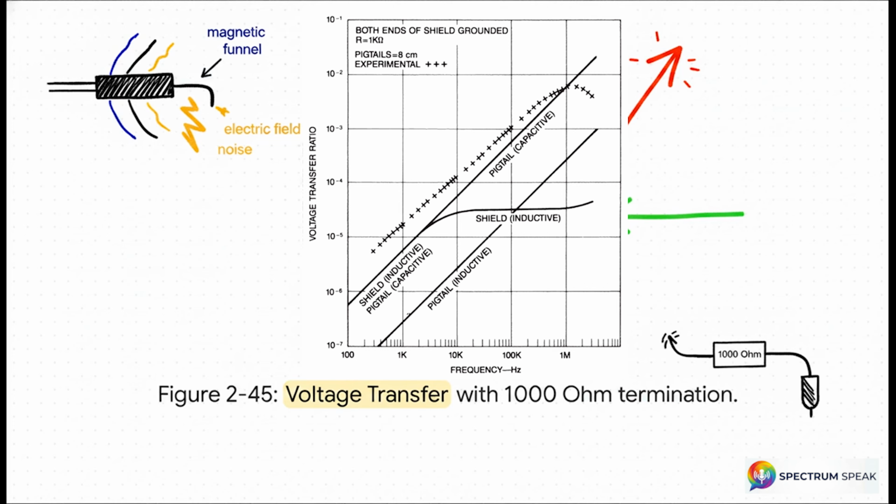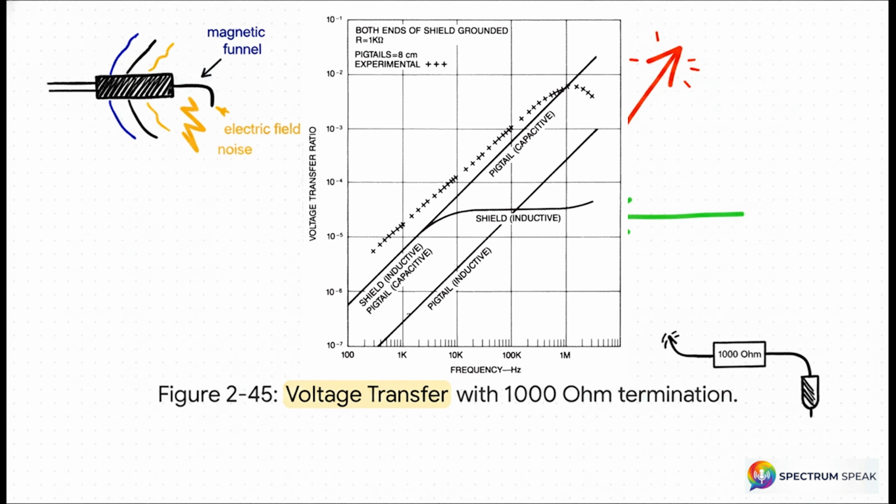Look closely at the curves on this graph. The shield, inductive, curve actually flattens right out. But check out the pigtail, capacitive curve. It literally rockets upwards, completely dominating the entire noise profile for any frequency above 10 kilohertz. This is wild. By just changing the circuit impedance, we drastically change the underlying physical coupling mechanism.